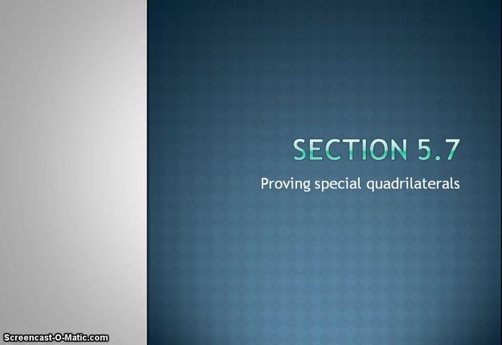So right now we're going to be talking about section 5.7 in our geometry book, which is proving special quadrilaterals. We've been proving parallelograms, but now let's see how we can prove all those other special quadrilaterals.